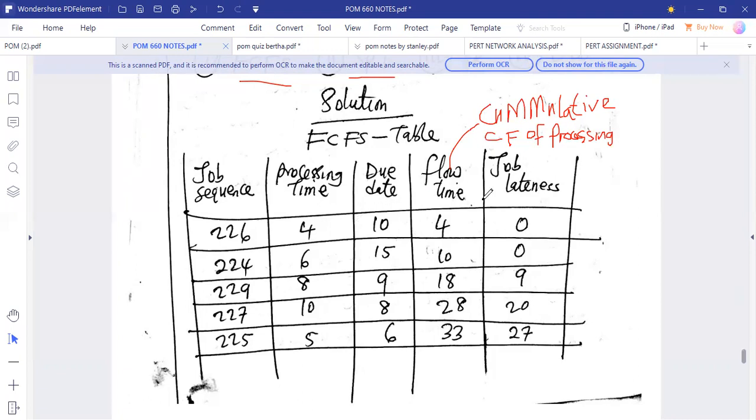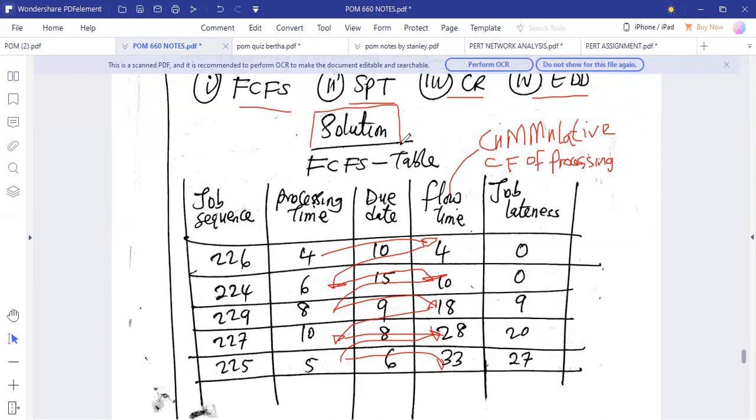All right. So what are we going to do here? For flow time, we are simply saying 4. Now this 4 plus 6, we are getting 10. Then this one plus this one, we are getting 18. This one plus that one, we are getting 28. This one plus that one, we are getting 33. All right, so this is the fourth column as we get down to the first come, first served basis. And then what is needed here is to understand that we have five columns regardless of the sequencing rule that we are looking at.